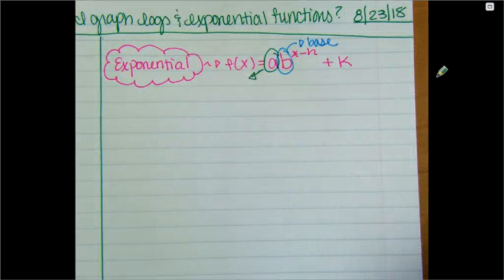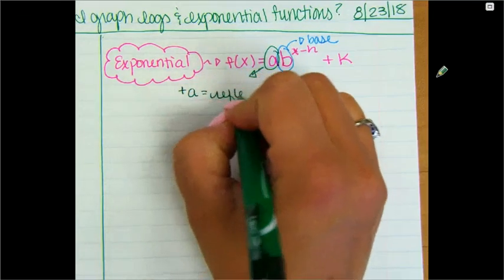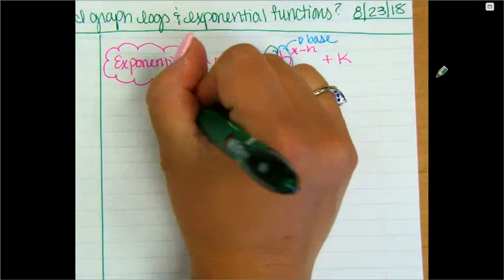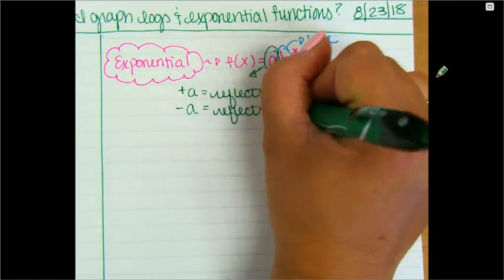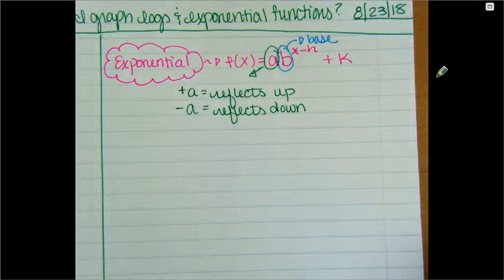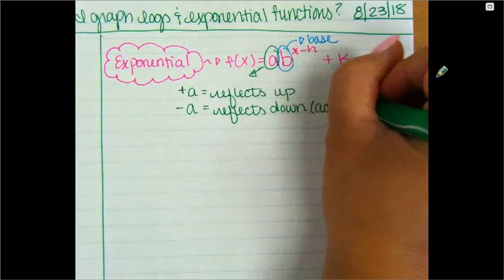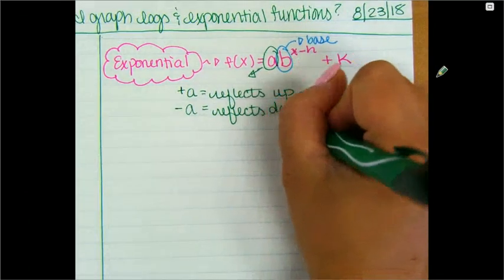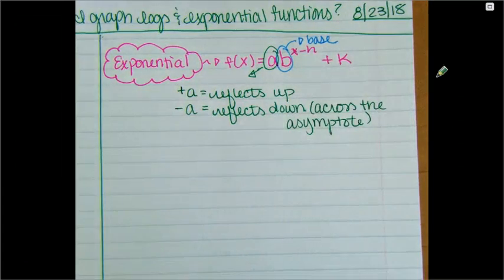Your A. If it's positive A, it reflects up. Remember we did this yesterday? We drew the pictures. We're just going to refresh our memory. If it's negative A, it reflects down. What does it mean by reflecting down? It's across the asymptote, like it's on the other side. It doesn't mean it crosses it. It means it's across from it. So if it was like this, we can flip it, right?